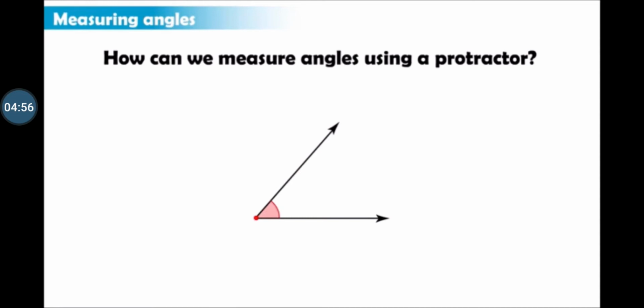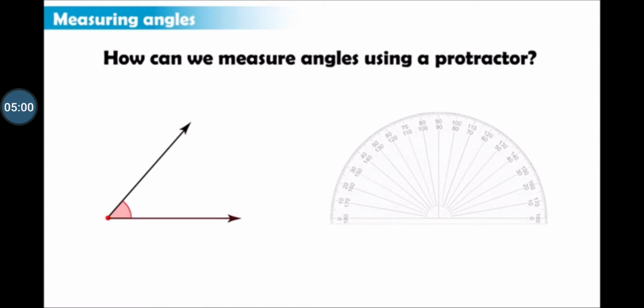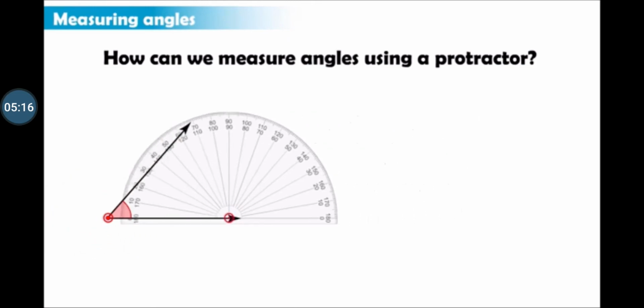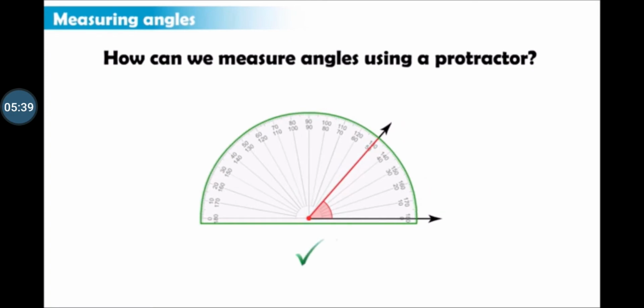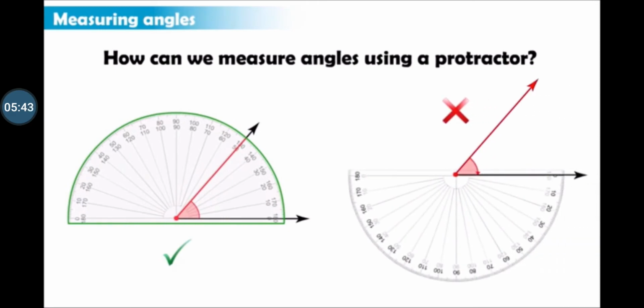First, we have to put the lines on the protractor so that the baseline and the line of the angle must be exactly on each other, like this. You can see here, this is the baseline of the protractor and it should be aligned on the ray of the angle, and we should make sure that the degrees must be inside the protractor, not like this.